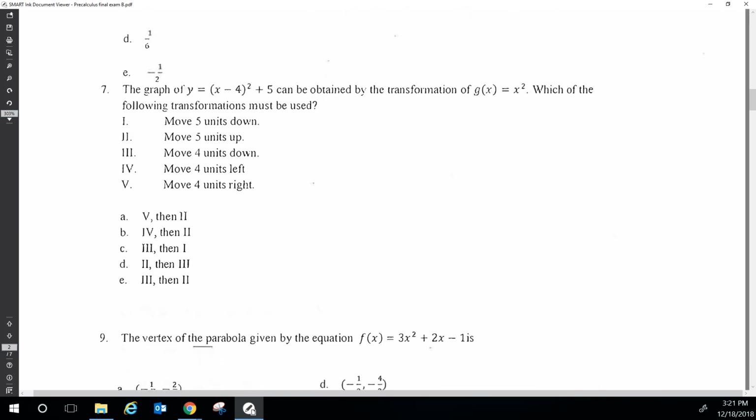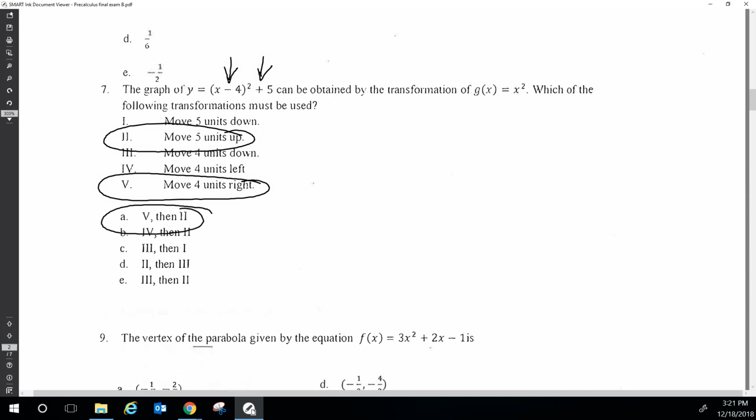For number 7, the graph of this quadratic function can be obtained by transforming it from the parent function, which is x squared. Which of the following transformations must be used? It says we're going to go to the left 4, but that's horizontal, so we do the opposite of what it says. We move 4 units to the right, and we go up 5. So I want the one that's got 5 and 2 in it, which would be A.